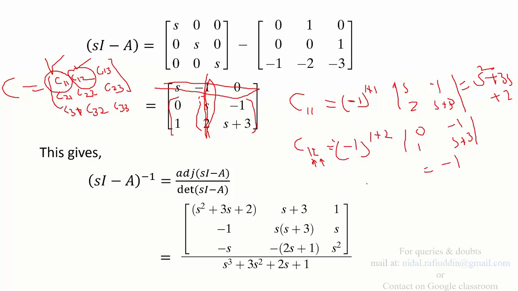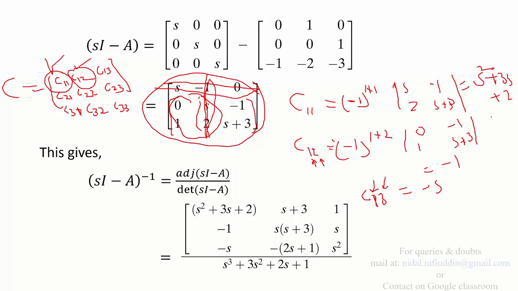Likewise, you will have C13, which will be minus 1 to the power 1 plus 3, which is again plus 1. Then you leave the first row and the third column in this matrix, and you will be left with the matrix 0, s, 1 and 2. The determinant of this matrix will be minus s, and thus you get C13 as minus s.